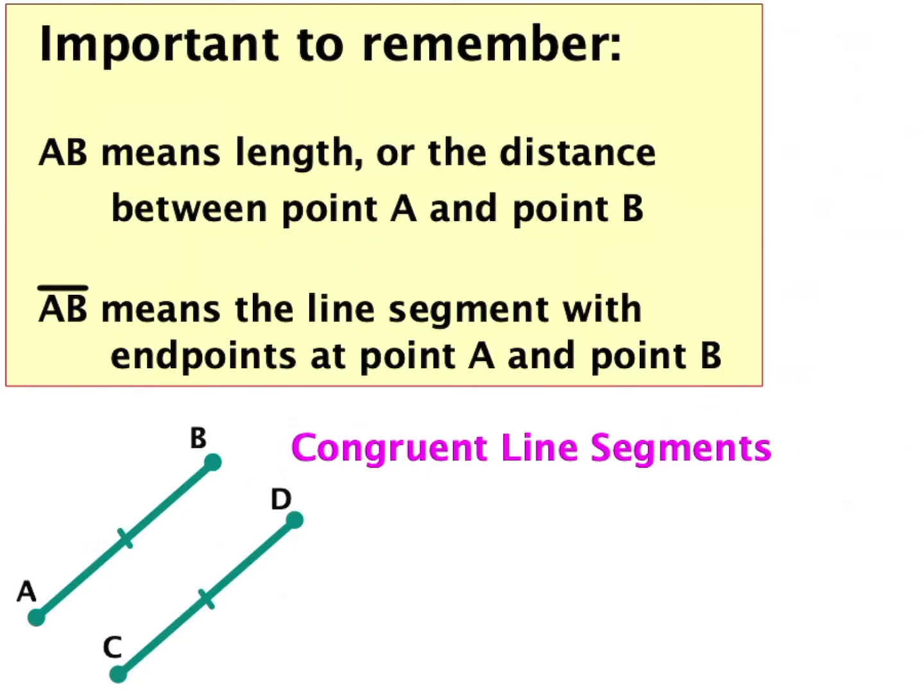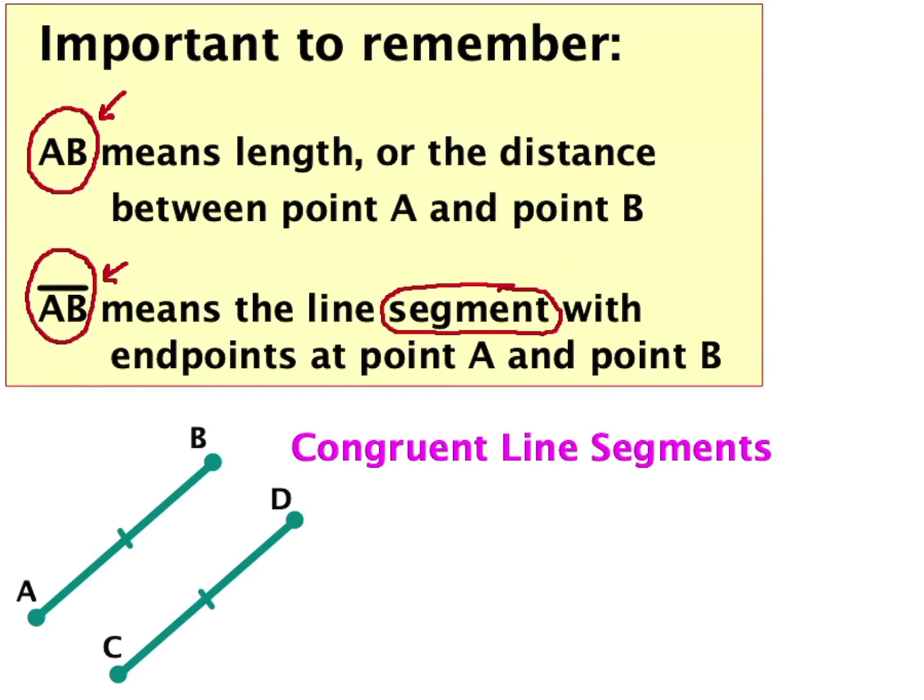I get super picky about one thing. Can you see the difference between this and this? We know that if there's a bar on top, that means we're talking about a line segment, right? But what if there's no bar on top? If you forget the bar on top, that means something different. It means that we're talking about the length or the distance from point A to point B. So let's look at an example of that.